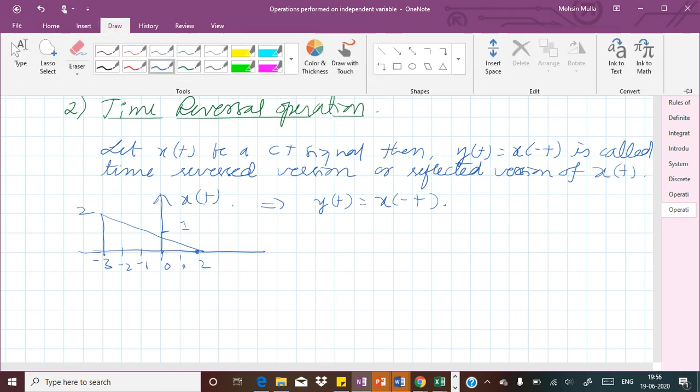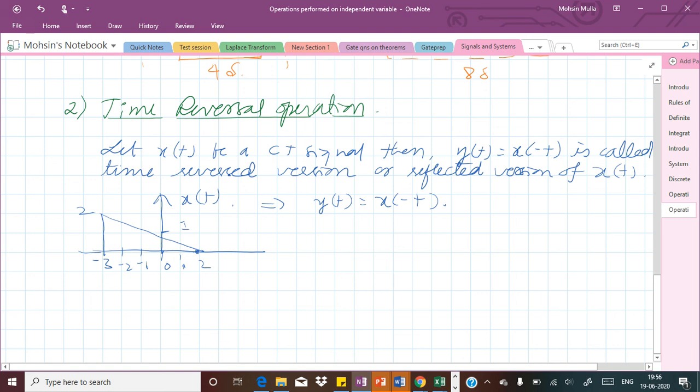Now let me show that new signal y of t, called the time reversed signal or reflected signal. If you keep a mirror at 0, -1 will become +1, -2 will become +2, -3 will become +3. That means whatever magnitude we see at the negative time instance will now be seen at the positive time instance. So it will have a magnitude of say 2 at +3, then decrease towards the positive side.